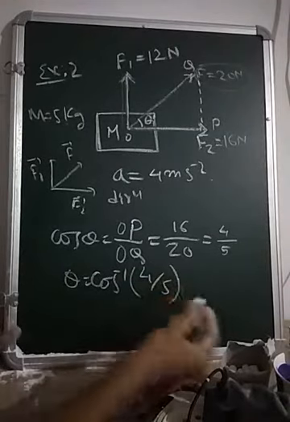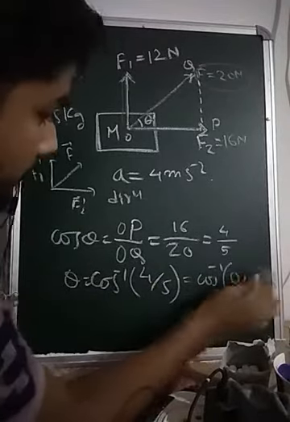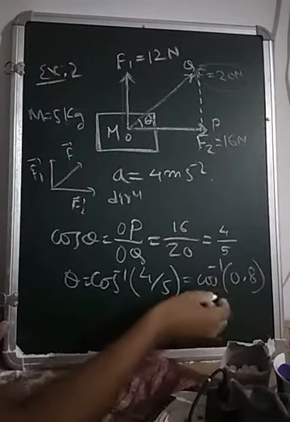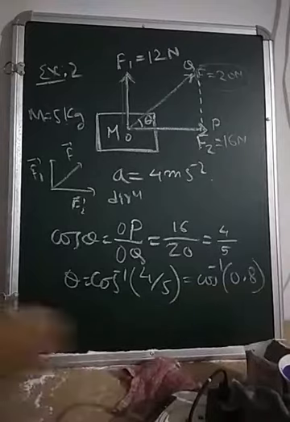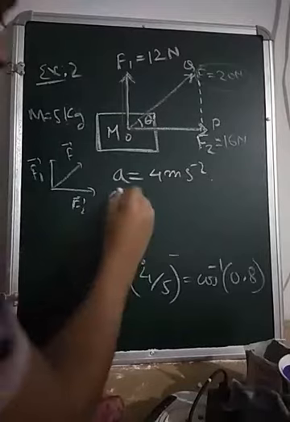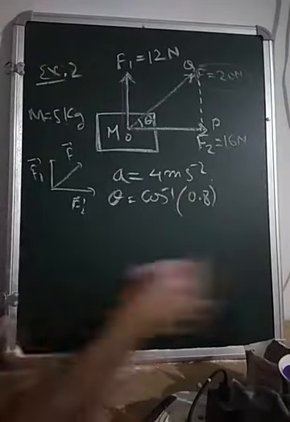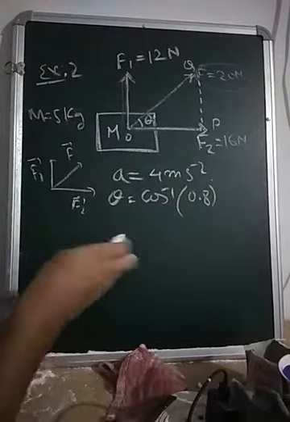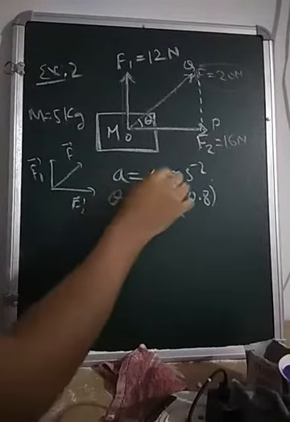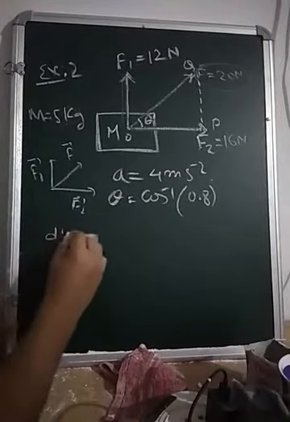Or cos inverse 0.8. By using a scientific calculator, you can easily calculate how much the angle is for cos inverse 0.8. So we get the direction. Theta is equal to cos inverse 0.8. So we are asked to calculate the magnitude and direction of acceleration. What is the magnitude of acceleration? Acceleration is 4 meter per second square, and what is the direction of acceleration? How will we write this?